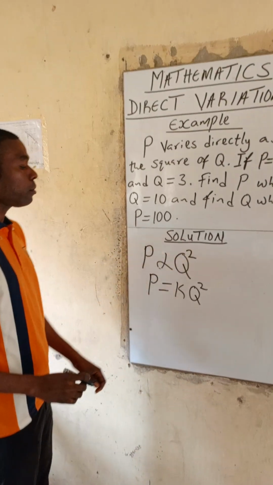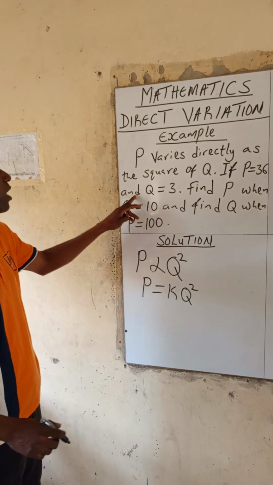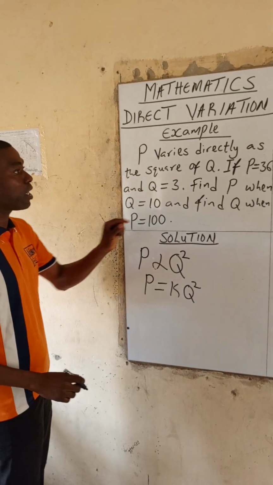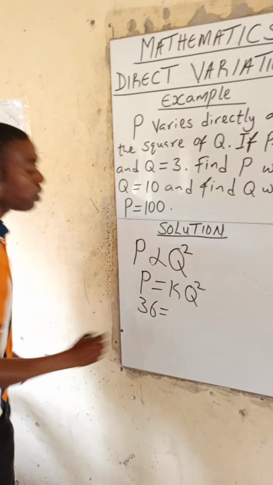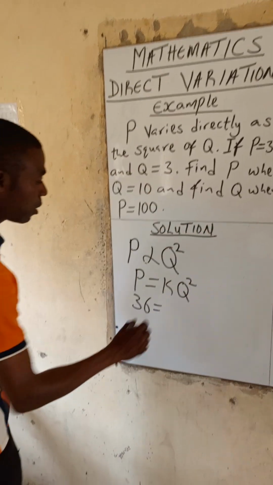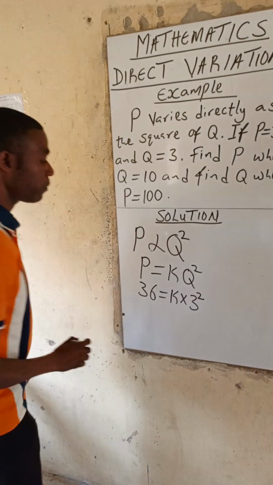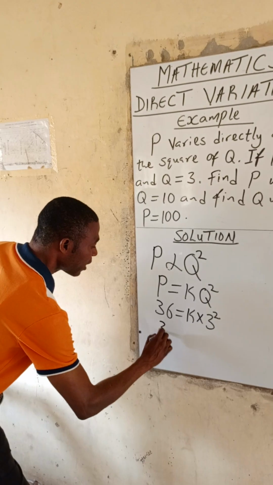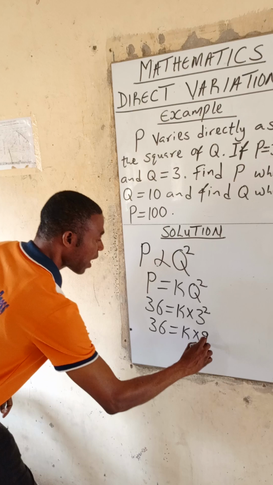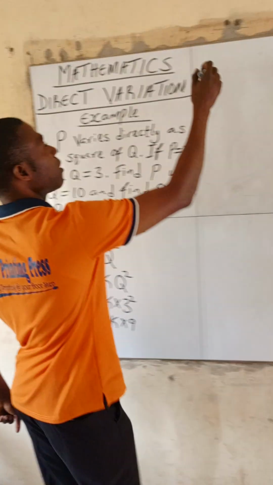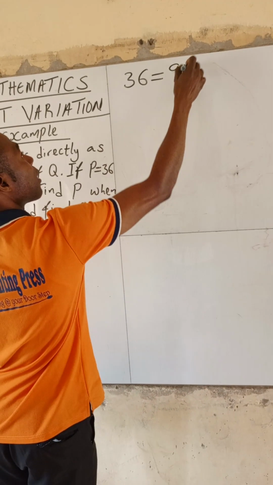So the set, if P equals 36 and Q equals 3, where we see P, we put 36, equals, where we see Q, we are going to put 3. So we now have K times 3 squared. So from here we have 36 equals K times 9, giving us 36 equals 9K.